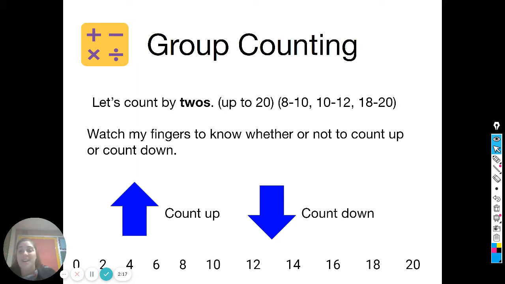Awesome job. All right, now we're going to go a little bit quicker. We're going to go all the way from 0 up to 20. We're not going to go up or down, okay? So go ahead and count with me. We're going to try to go a little bit faster. Ready? So we're at 0. When I point up, you'll say 2.